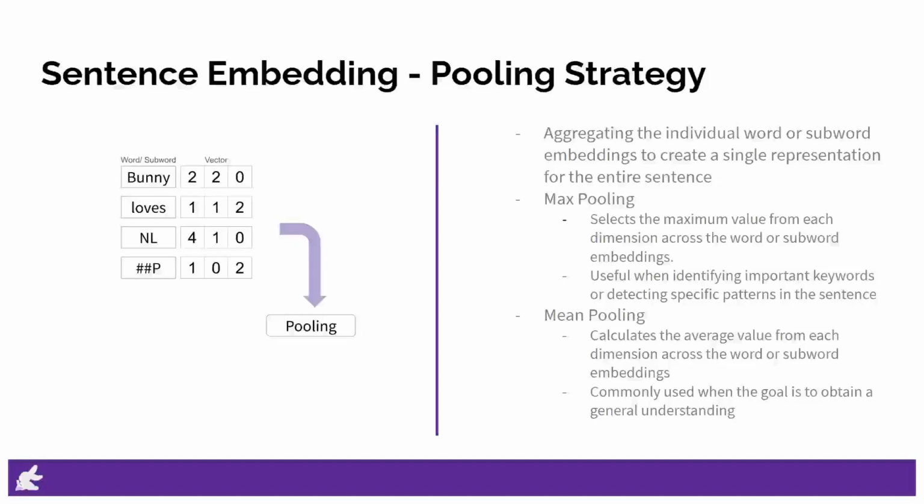Mean pooling calculates the average value from each dimension across the word or subword embeddings. It provides a representation that captures the overall semantic information of the sentence. Mean pooling is commonly used when the goal is to obtain a general understanding of the sentence's meaning.